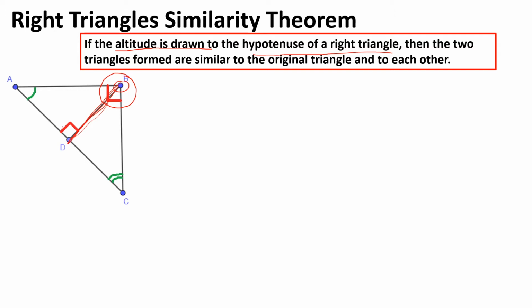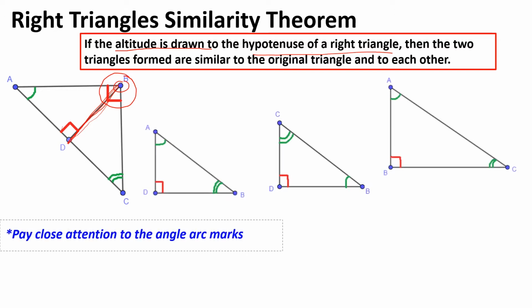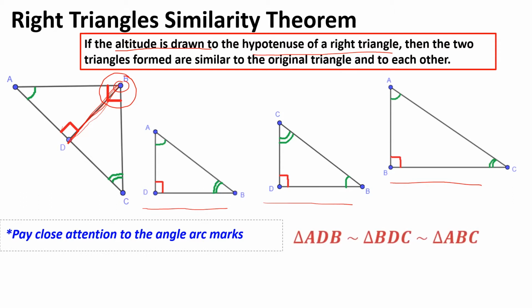And we can separate the three triangles here, those two smaller triangles, ADB, CDB, and ABC, paying close attention to the angle arc marks. And when we do that, we can write a similarity statement. So triangle ADB is similar to triangle BDC, which is also similar to triangle ABC.